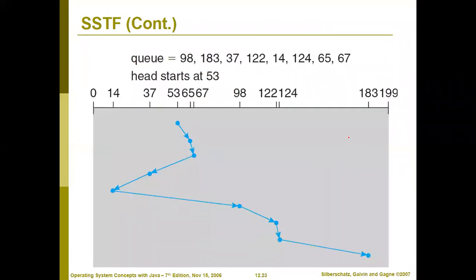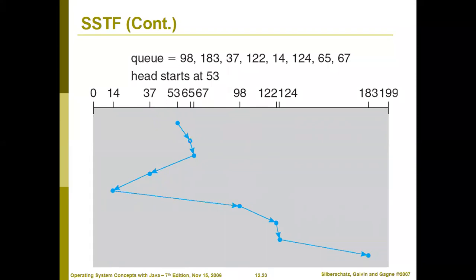In SSTF, how are we managing? Again, we are writing all the numbers on the number line according to the increasing order. You are starting at 53. Then you will check which number is closest to you, whether it is 37 or 65. If you are going to 65, it will be 12. If you are going to 37, it will be 16. So 12 will be less. We are going to 65.